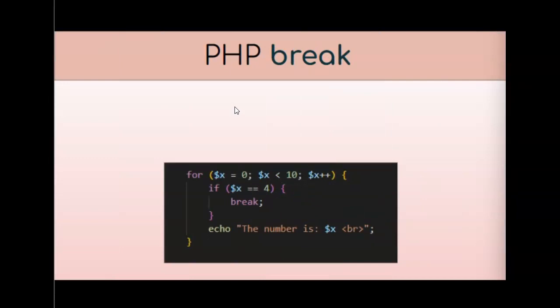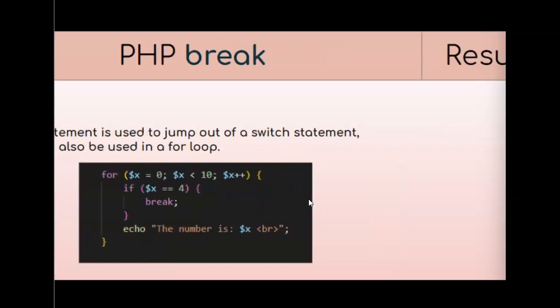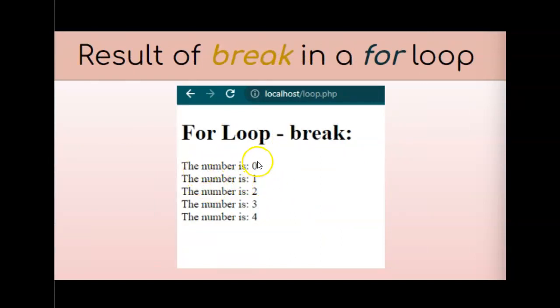Of course, we can use the break statement in the for loops. The break statement is used to jump out of a switch statement or another loop, but it can also be used here. For example, if I put this condition that if the counter is equal to 4, the loop needs to break. So this will be the result. When the counter is incremented to 4, the loop breaks.